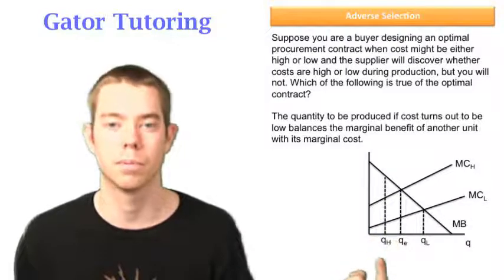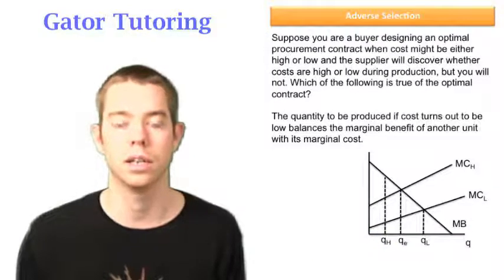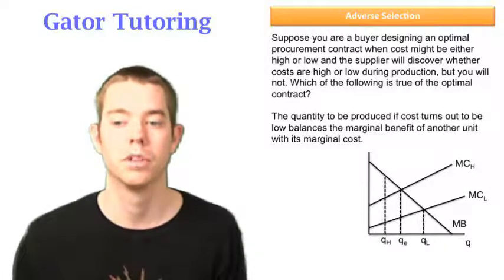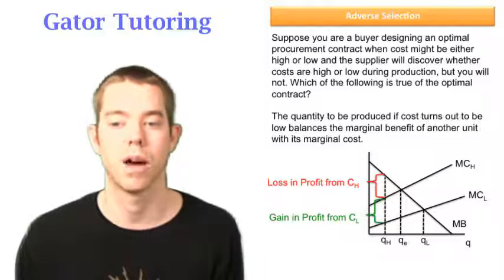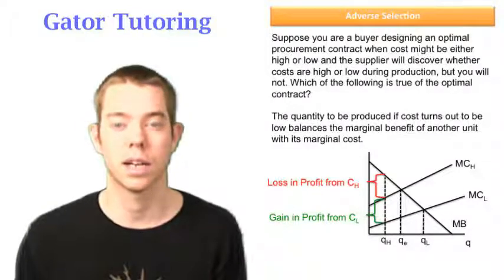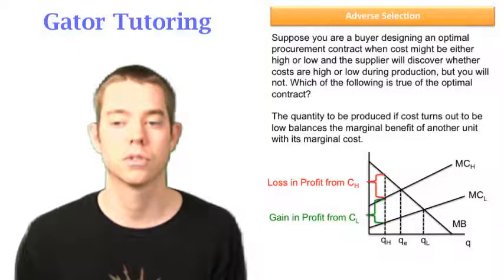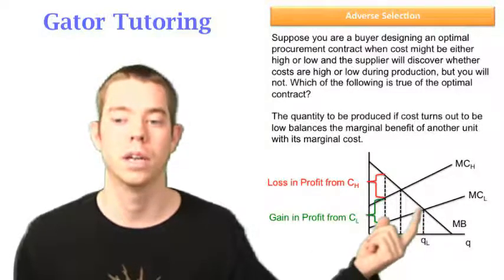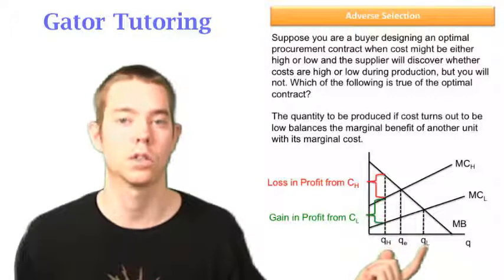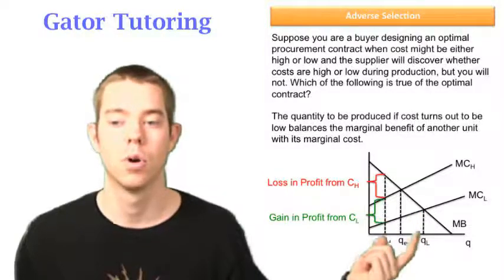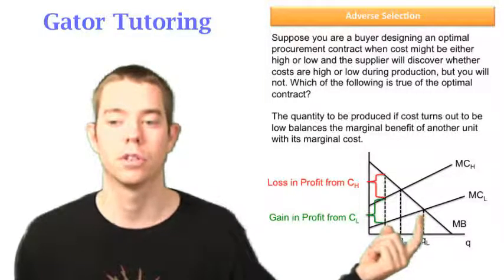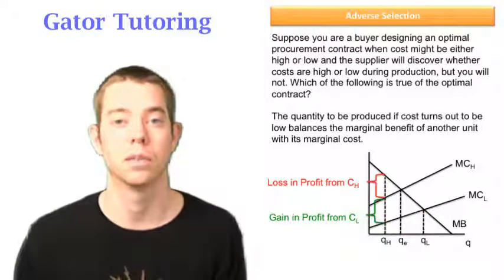And we remember that we wanted to restrict the quantity for the high cost job to balance the loss in profit from the high cost job to the gain in profit from the low cost job. So again, thinking back to this graph is going to answer a lot of these questions, but I strictly looked at this point and said, it is true that for the low cost job, when we're picking the quantity, we're balancing the marginal benefit to the marginal cost. Balancing meaning we're equating.